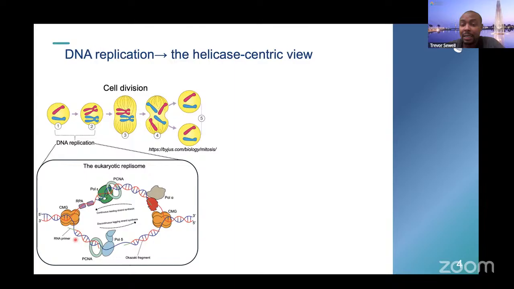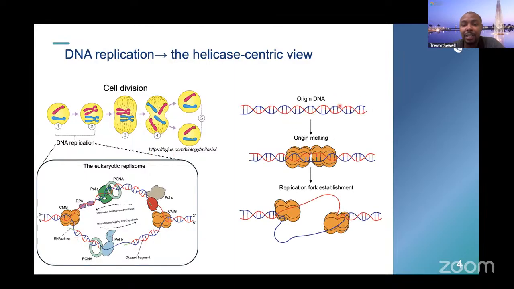And what this CMG does is it recognizes the origin of DNA replication, and then it assembles a double hexameric assembly. And this assembly melts the DNA and then establishes two opposing replication forks around the helicase onto which other replication factors are assembled to replicate the genome in a semi-conservative manner.